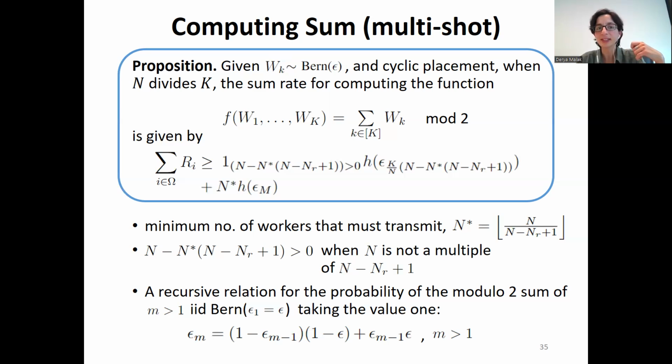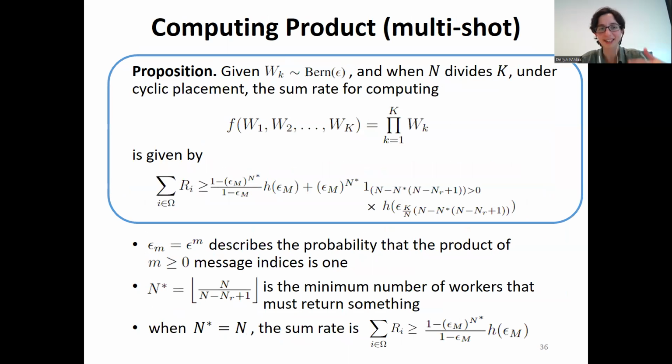Each user, since it contains a subset of items, can do that local computation and determine the parameter of the modulo 2 transmission. That parameter can be recursively computed using the parameter of a Bernoulli distribution. Since I am running out of time, I think I will just skip this. We have also extended this result for bilinear functions.